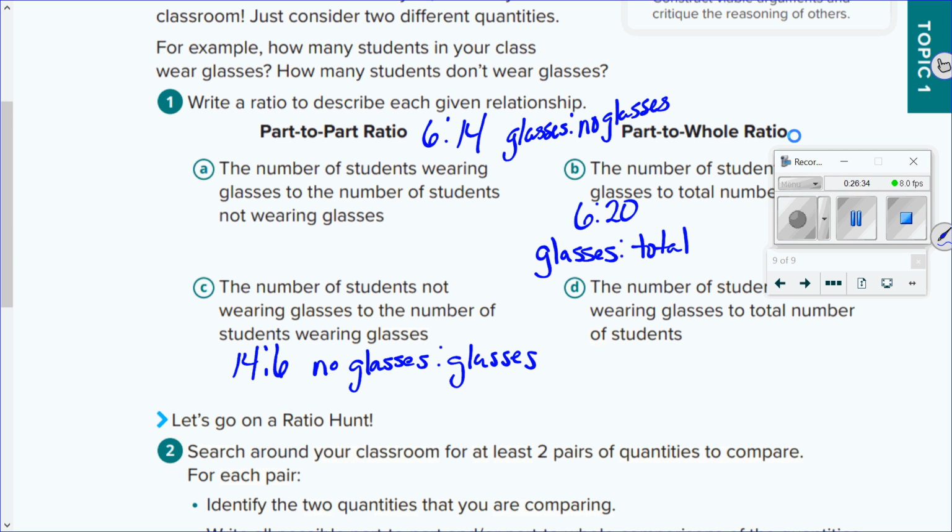Number of students not wearing glasses is 14 to the total number of students, which is 20. And that would be no glasses to total. Are you guys seeing how these are built? Understanding the relationships? Yes. Okay?